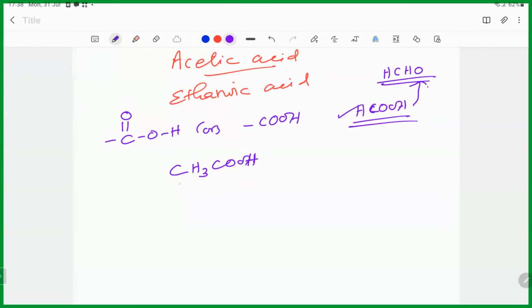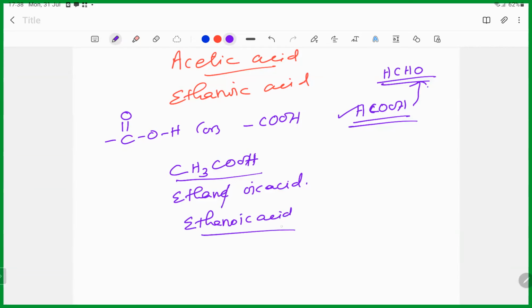Okay, so 2 carbon is there, so ethane will be there. Generally if you want to name an acid, the name should end with oic acid. So you have to remove that E, so the name is ethanoic acid. Acetic acid is the common name for ethanoic acid. Clear?